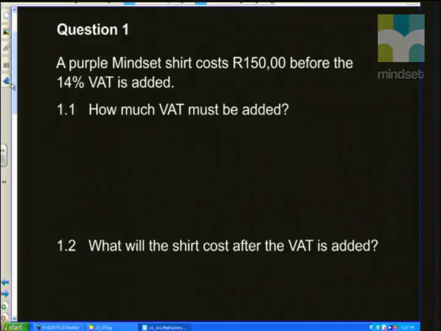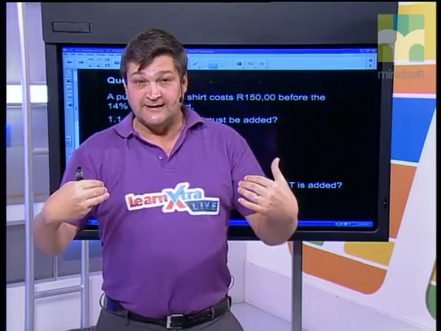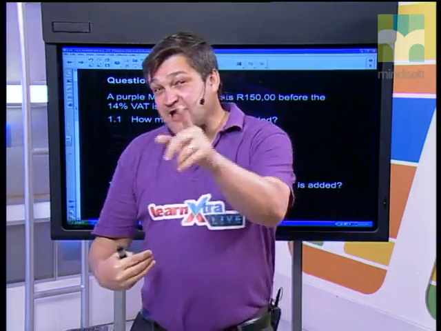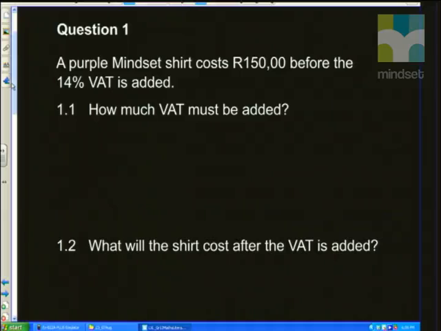A purple mindset shirt. I kid you not. Have a look at it. This very shirt, mindset shirt, comes in purple. This shirt is valued at 150 Rand before the 14% VAT is added. Now, how much VAT must be added?